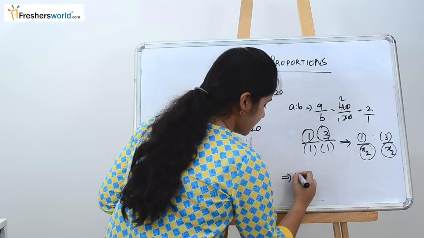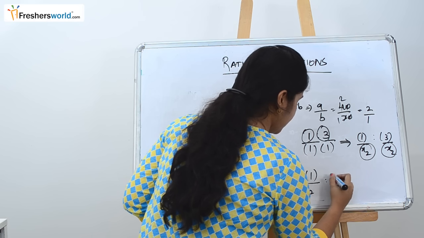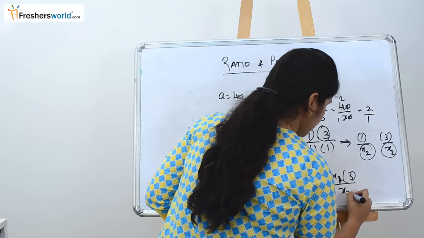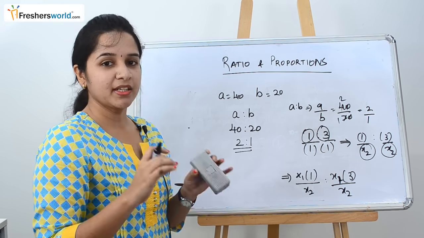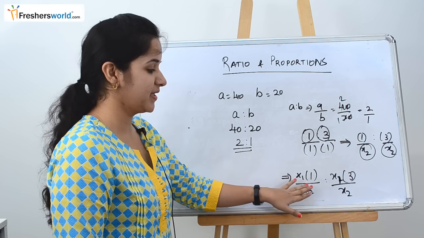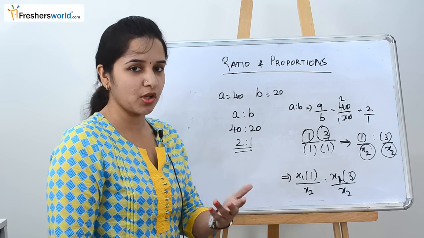So what this means is that x1 by the variable x, and x2 by the variable x. Even though you multiply and divide by the same numbers on both sides, the prime ratio will always be the same. This concept you should always remember. It will be helpful when you solve future sums.